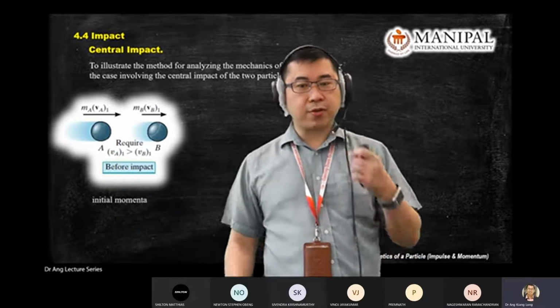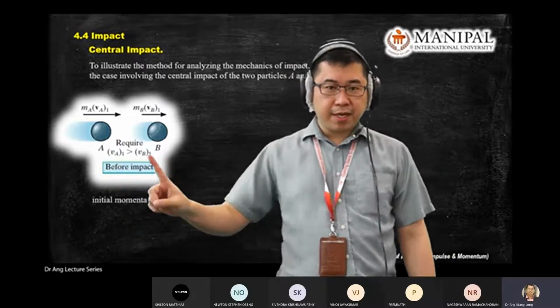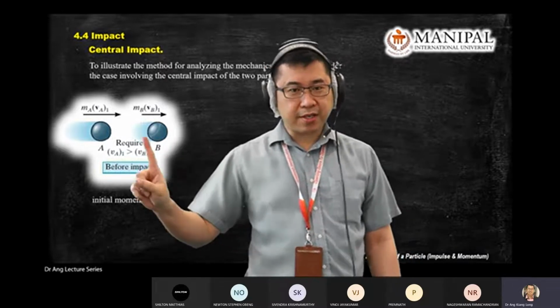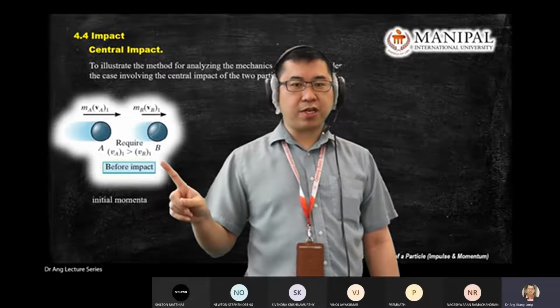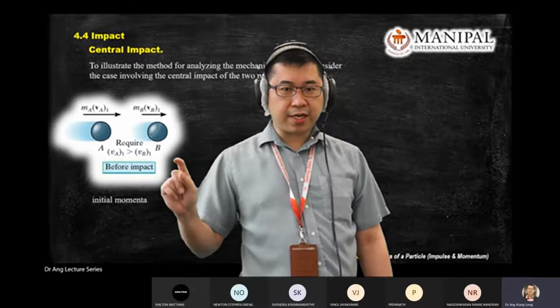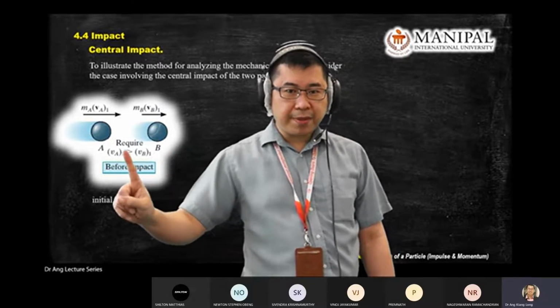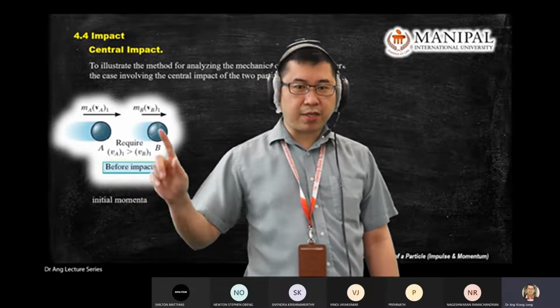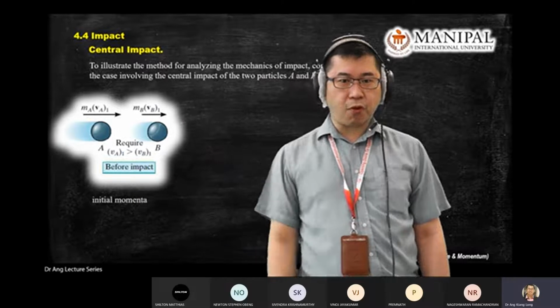In your answer also, in your test or final exam, you must label clearly. Don't straight away give me the answer. You must start with the general equation, then start solving, start substituting. All right, so VA1, VB1. This represents before.